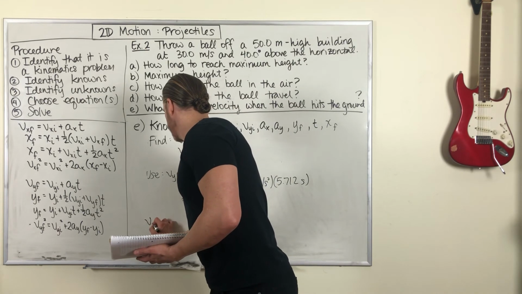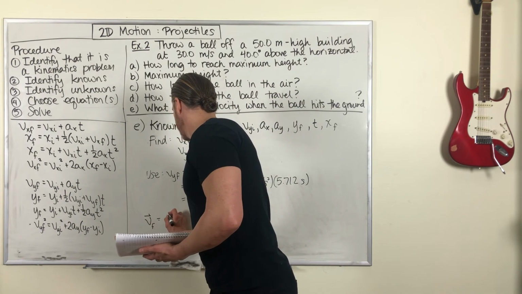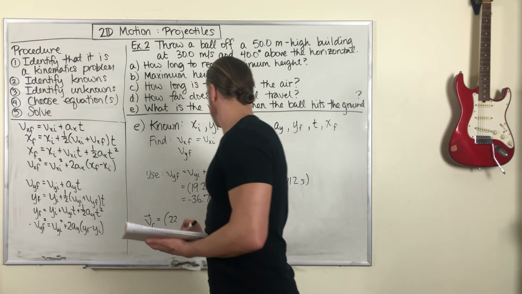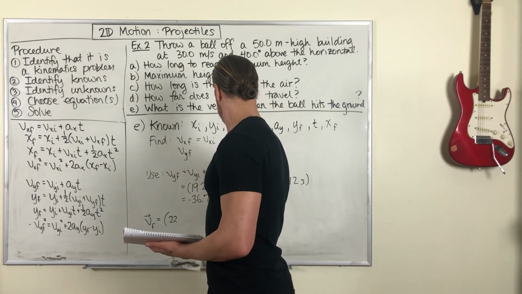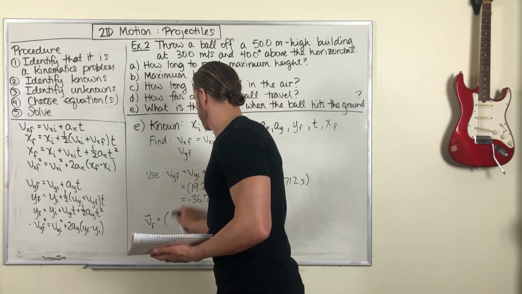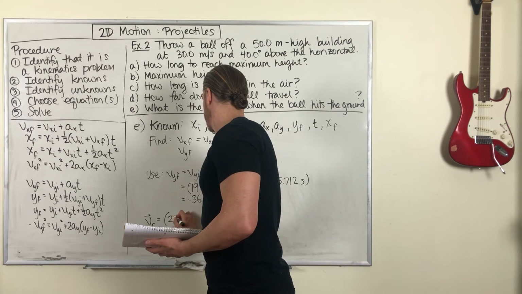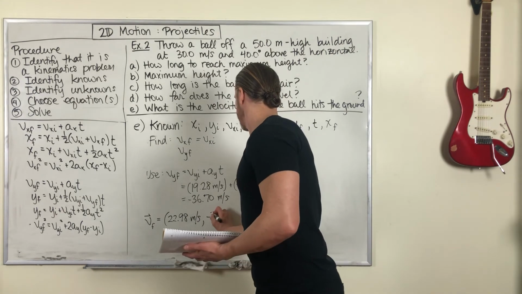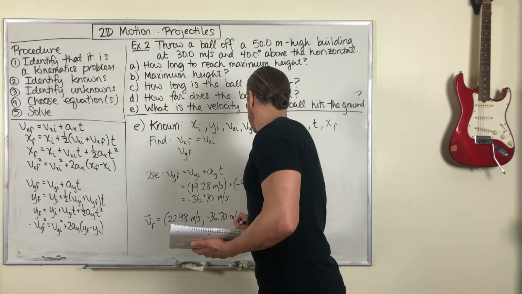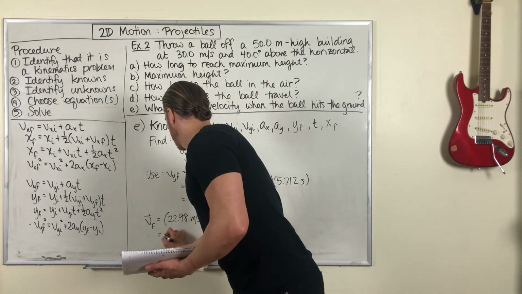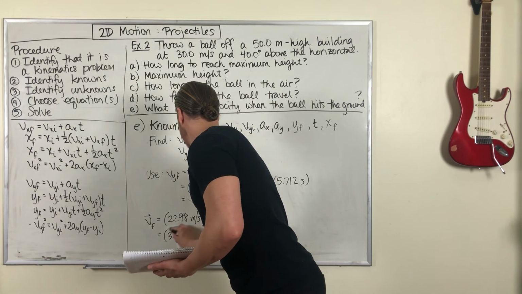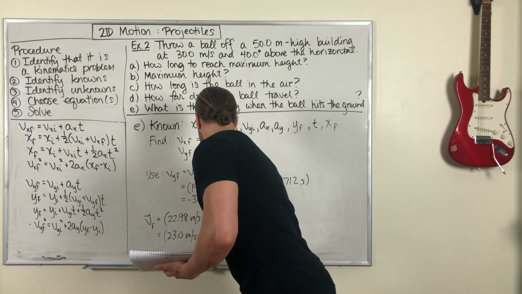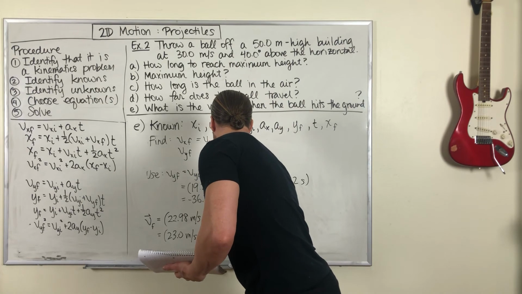So if we write the final velocity vector in component form, it equals 22.98, comma, negative 36.70. Or if we rounded it to correct significant figures, 23, negative 36.7.